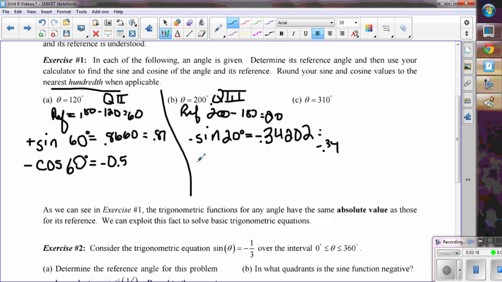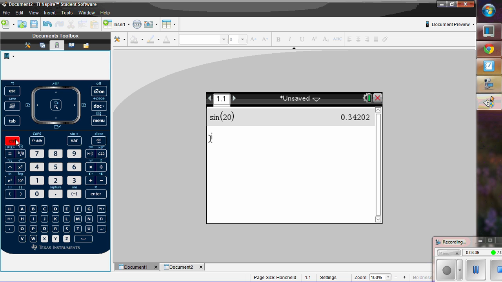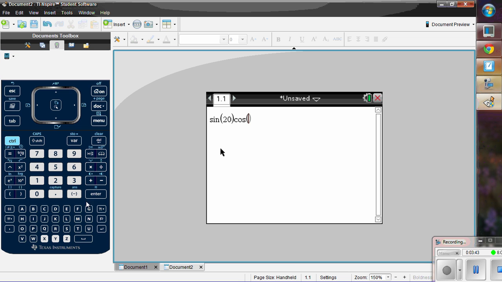And I've got to do the same thing with cosine. Now I know I'm using the reference angle of 20 degrees. And since I'm using a reference angle of 20 degrees, I need to realize I'm in quadrant 3 and realize that cosine is negative. So I can grab my calculator to do the cosine of 20 degrees.